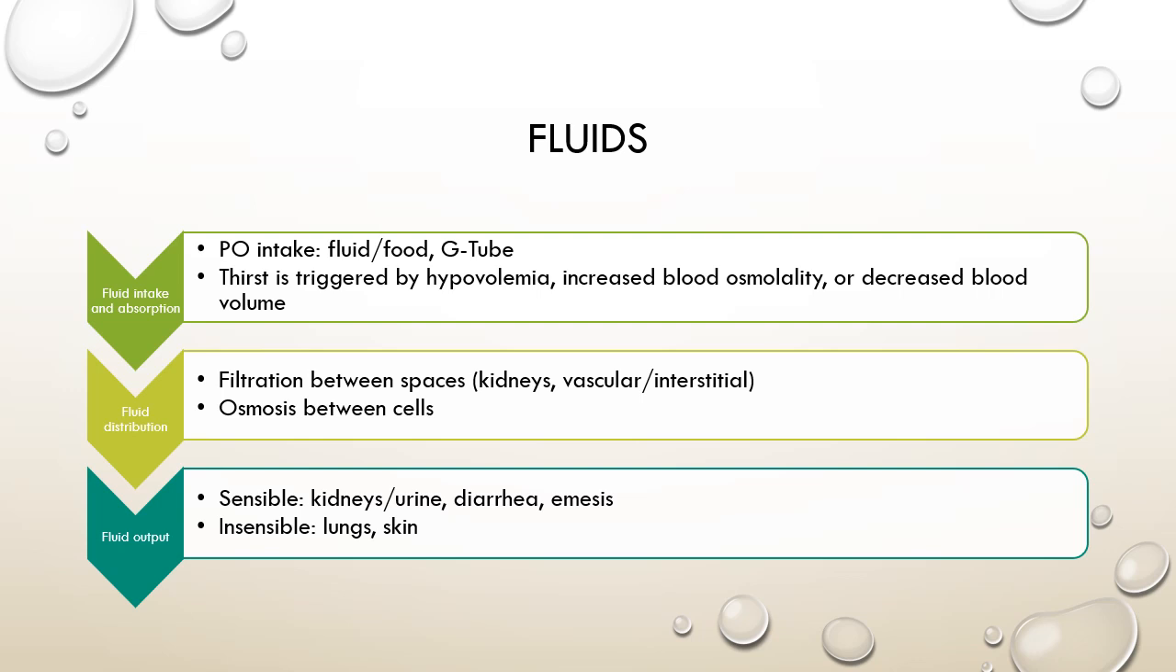And fluid output is regulated by, or measured by, sensible and insensible losses. So sensible losses are things we can measure, right? The kidneys make urine. If there's diarrhea, we can measure it. If you vomit, we can measure it. But then there are insensible losses, like we can't measure how much you lose through inhalation and exhalation. We can't measure how much you lose through sweat.